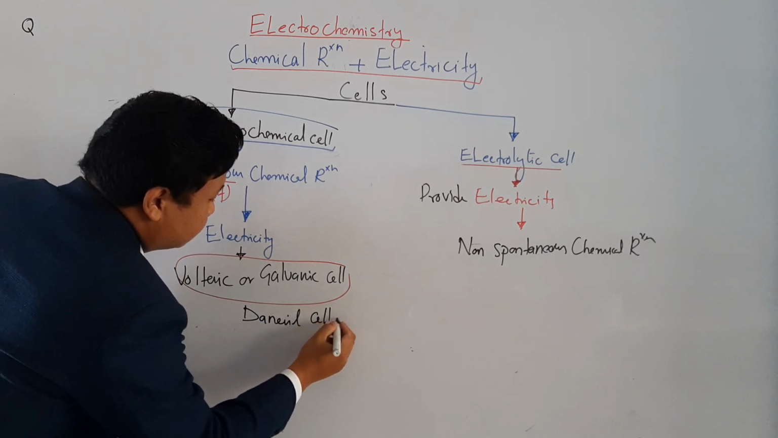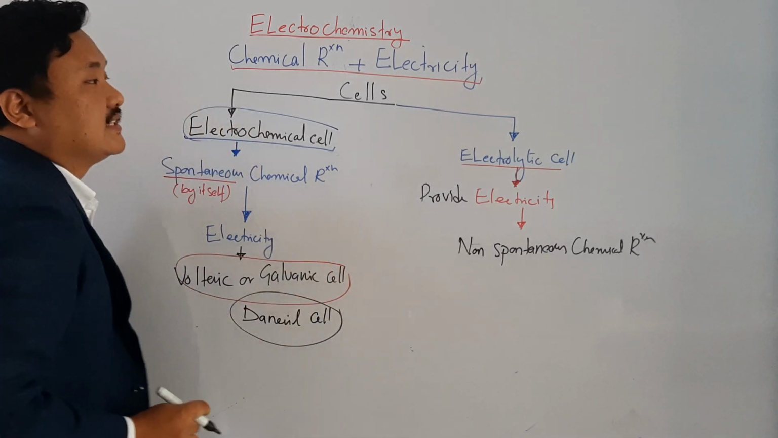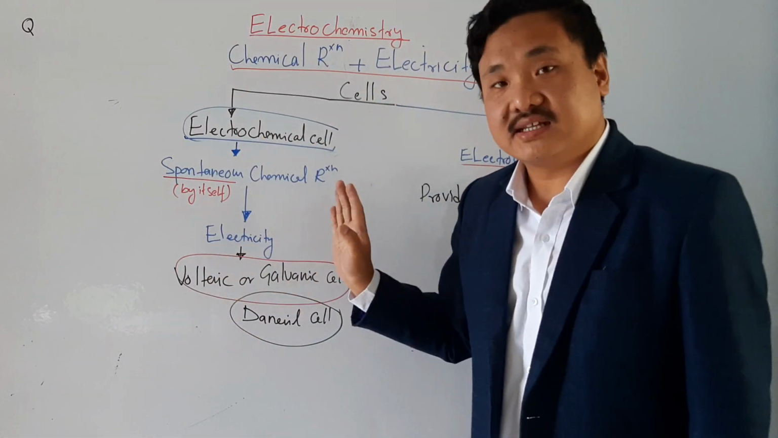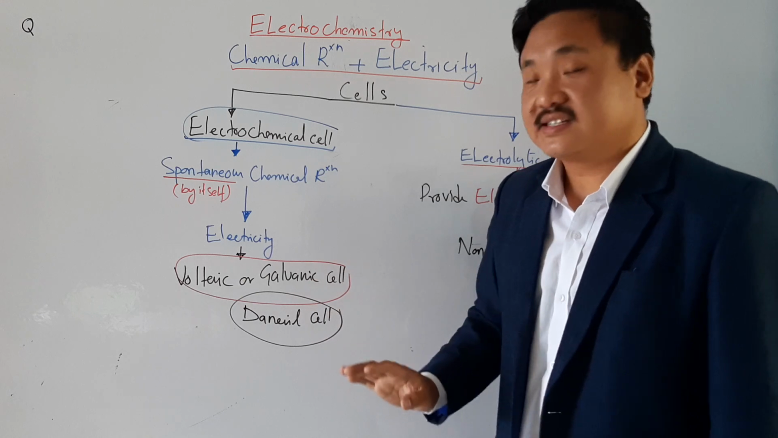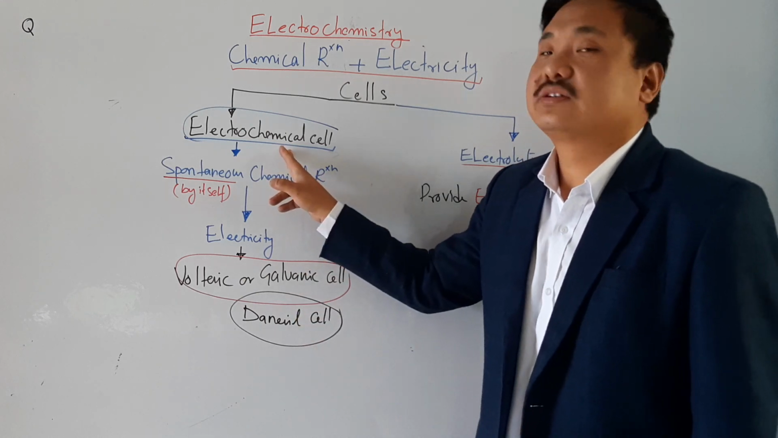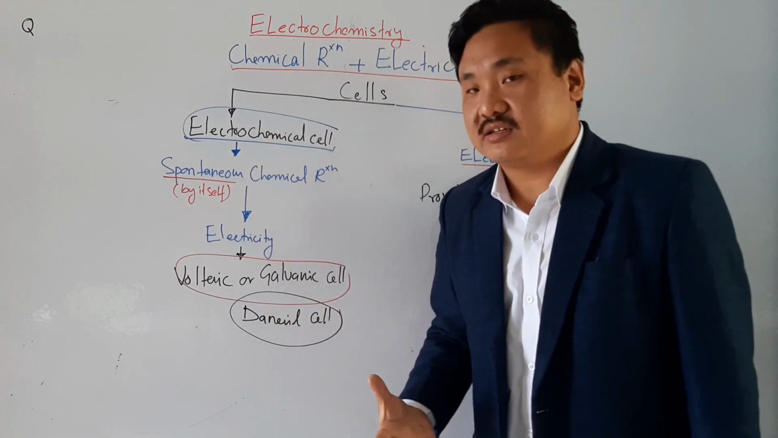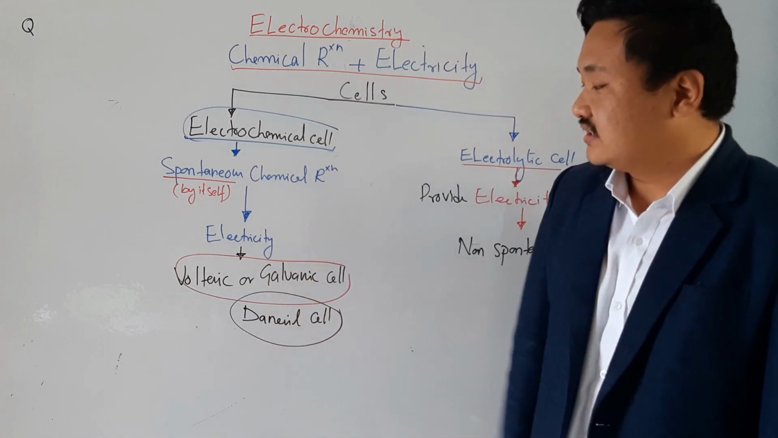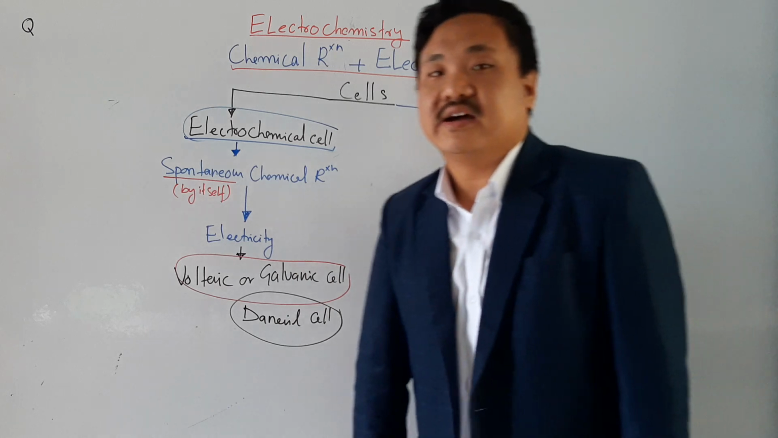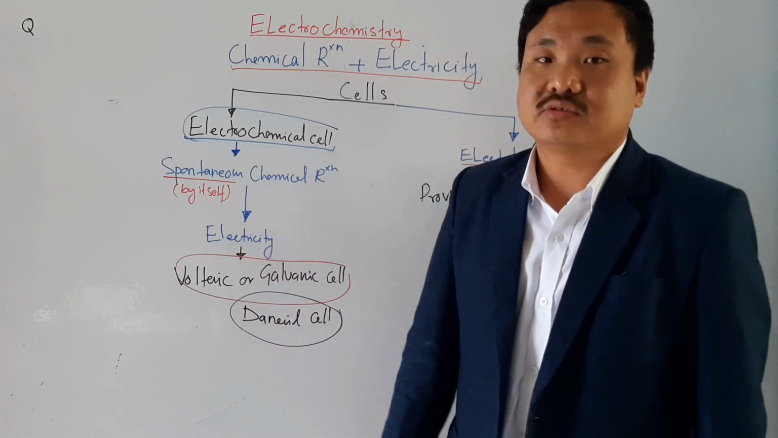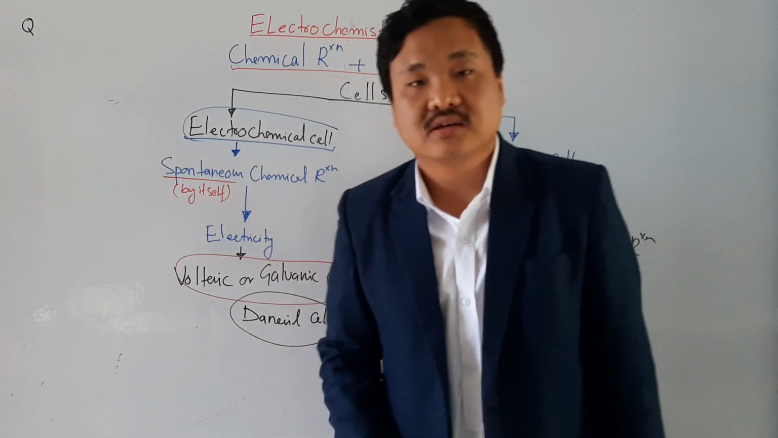The Daniel cell, which we are going to study in the next lecture. The Daniel cell is also a voltaic cell, also a galvanic cell, and an electrochemical cell. It was designed by a person called Daniel, so it is named the Daniel cell. Here we get zinc and copper as the electrodes, which is the next topic. Okay, so thank you.